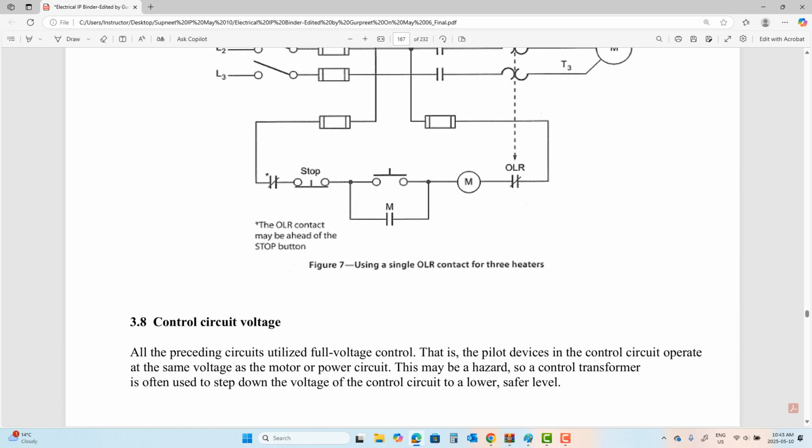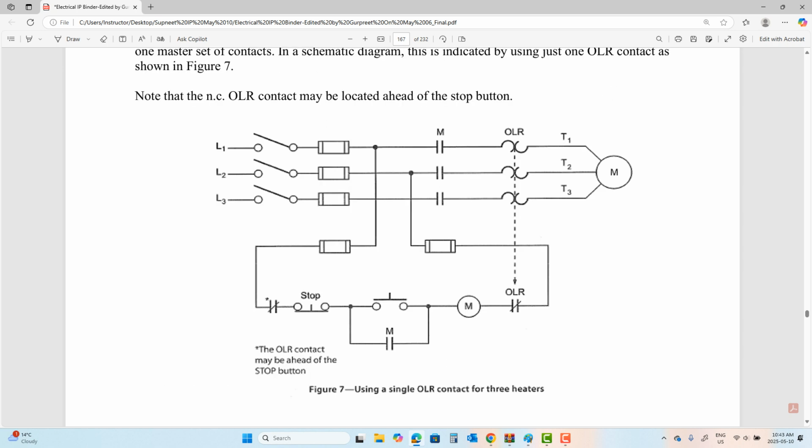Question number, or figure 7. How is figure 7 different than figure 3, guys? Any idea? This is a full voltage control circuit. There is more to it.